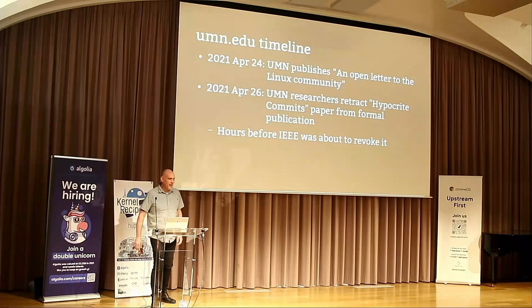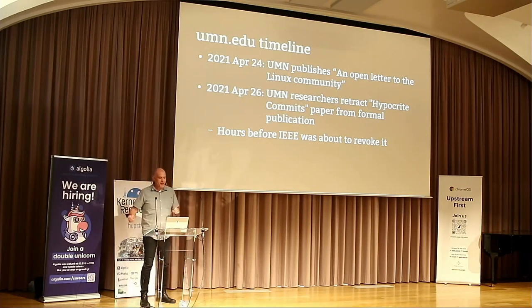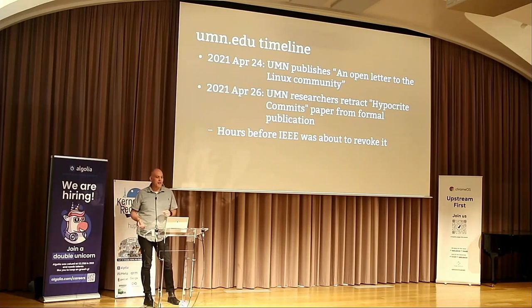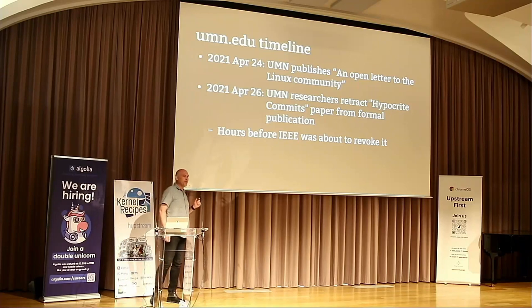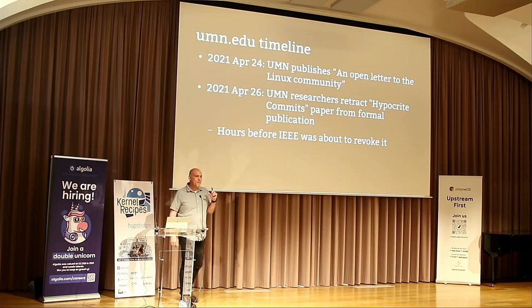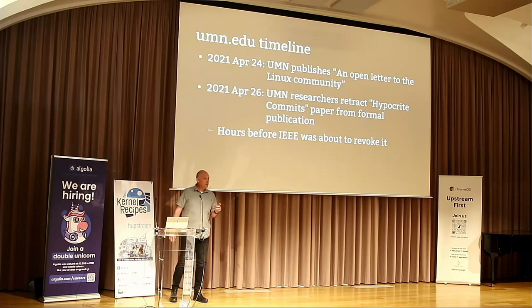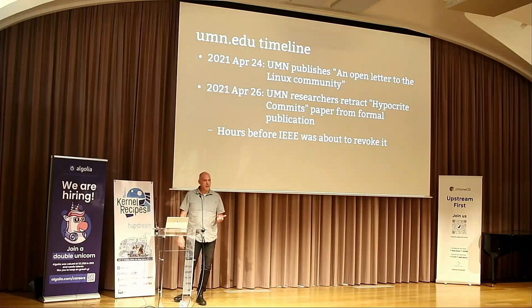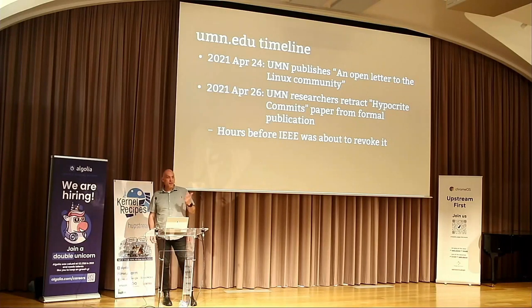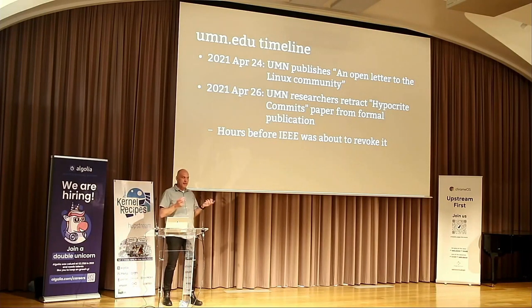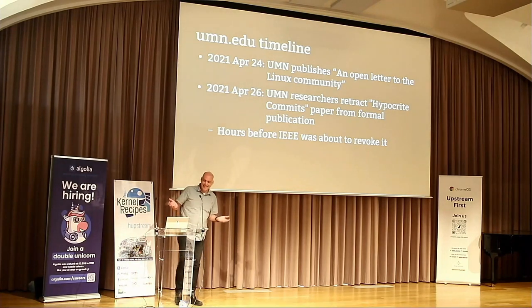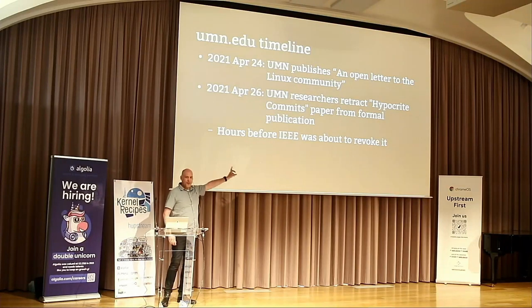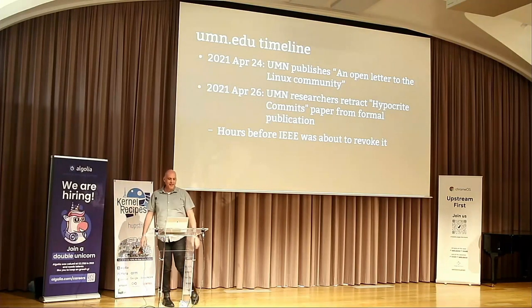The university published an open letter. We're always so sorry, we didn't mean to do this. And then they withdrew the paper a few days later, hours before IEEE was about to reject it. The IEEE people were angry because they accepted a paper that turned out to be wrong. These researchers lied in their paper about what they were doing. They lied about how they did it. And they even lied about whether they got patches in or submitted things that were wrong. Do not mess with academic paper boards. These guys know how to get back at you.